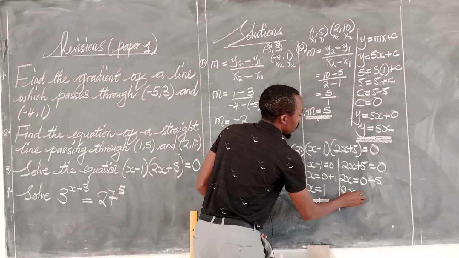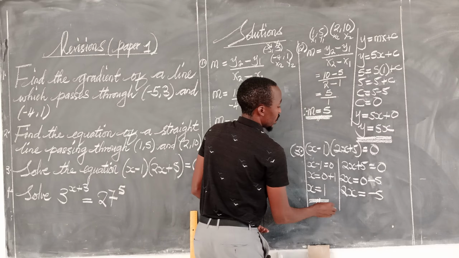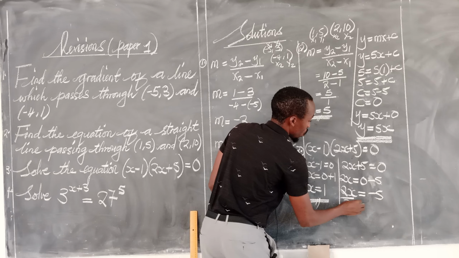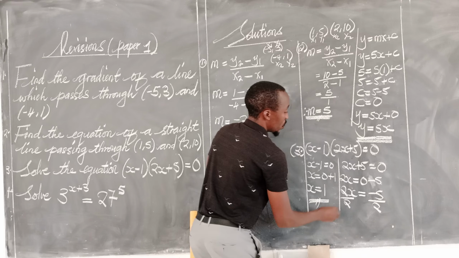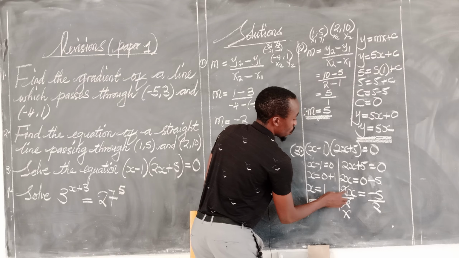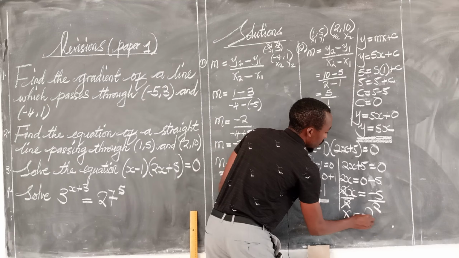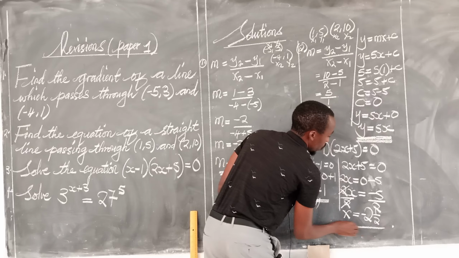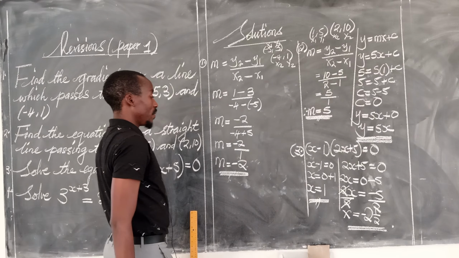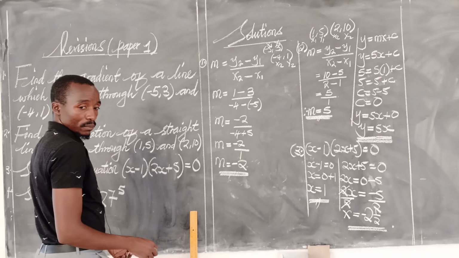So therefore, the 2x will be equal to, from 0 take away 5, it will be negative 5. So for us to remain with x here, we divide by 2. Even there we divide by 2. So the 2's cancel. 2x divided by 2 gives x, and negative 5 divided by 2 is negative 2 and 1 over 2. So those are the two values of x.